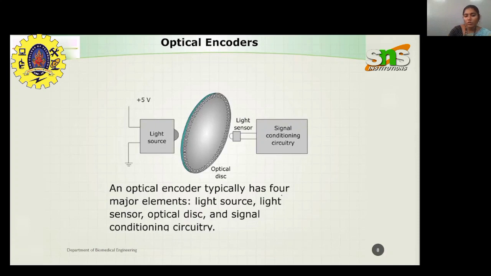Let's see the components of optical encoders. The optical encoder has four major elements. One is the light source, and if you have a light source, then obviously you should have a light detector, that is called a light sensor. In between the light source and light sensor you have an optical disc, that is the third part, and the fourth part is a signal conditioning circuit. The output of the signal conditioning circuit carries the information you demand, whether velocity, speed, or direction. These are the four main parts of optical encoders.